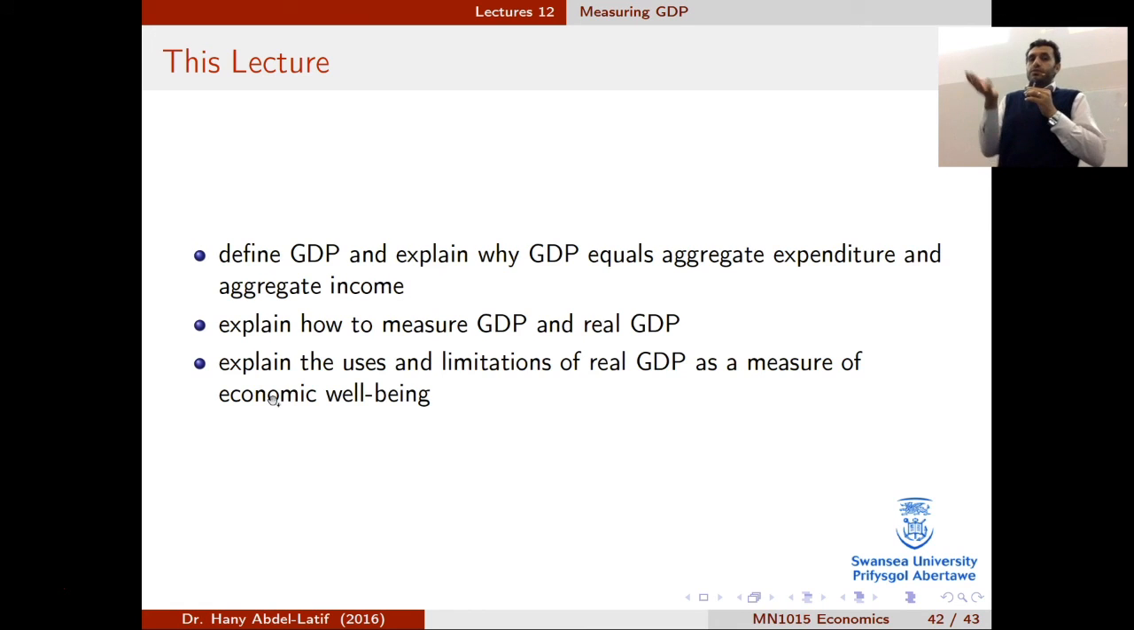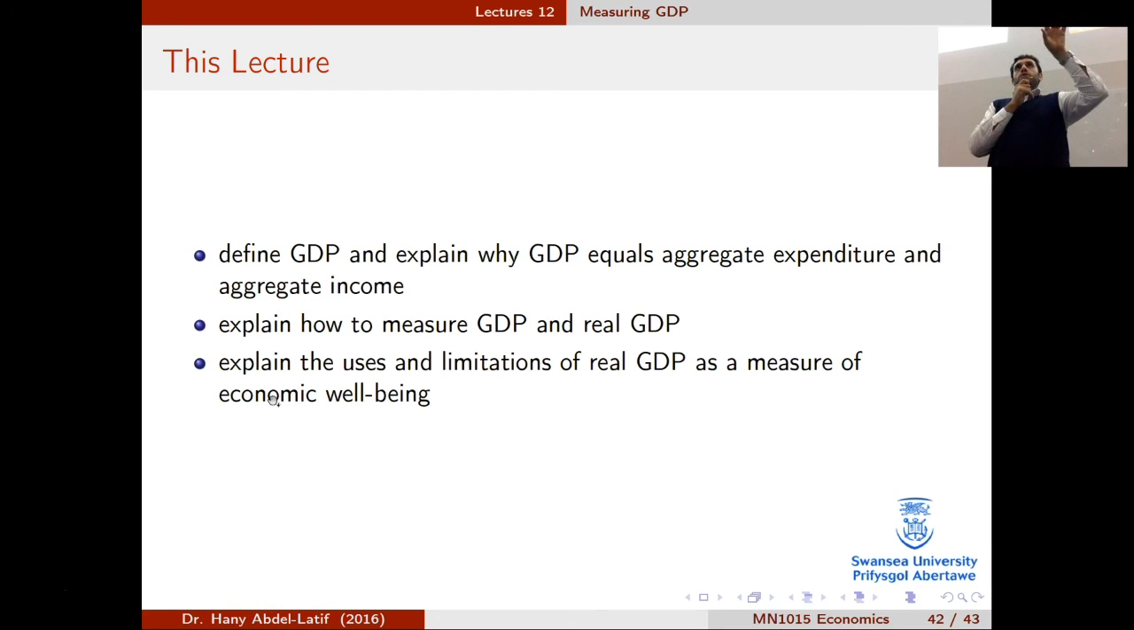So in this lecture, we defined the GDP. We know how to calculate the GDP according to the income approach, expenditure approach, and output approach. And we looked at how to explain this using the circular flow diagram, when we have four sectors: households, firms, government, and the rest of the world.